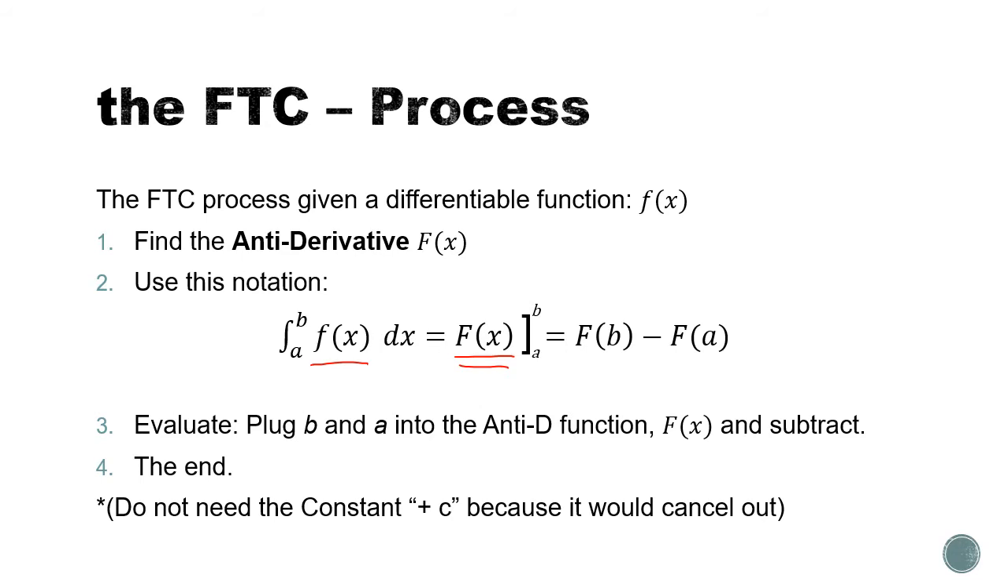And so once you get that antiderivative, capital F, function, you're going to plug in B, and you're going to plug in A, and you're going to subtract. And that's it. That's all there is to this. It's not hard at all. Notice we're not going to use the constant plus C anymore because it's going to cancel out when you subtract anyway. It's the same number. It doesn't change anyway. So we're not going to use the plus C anymore.